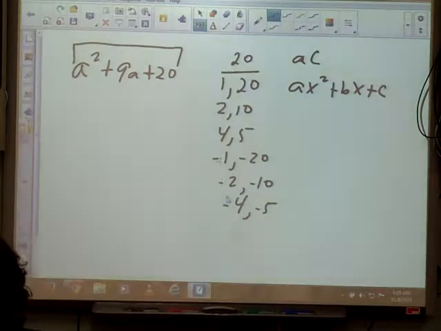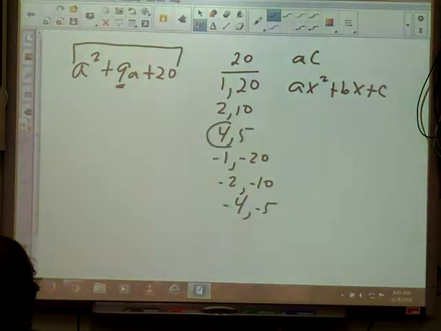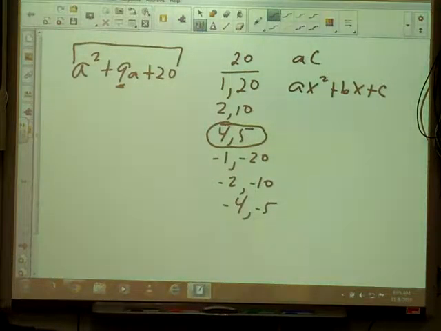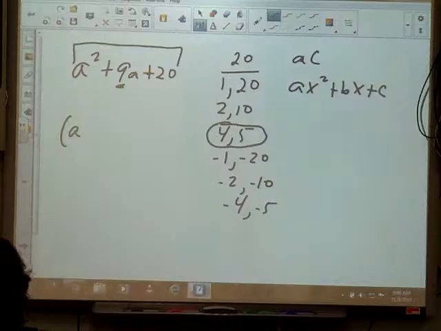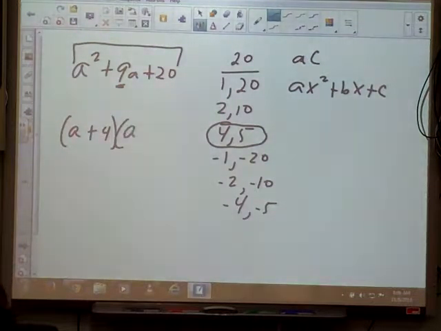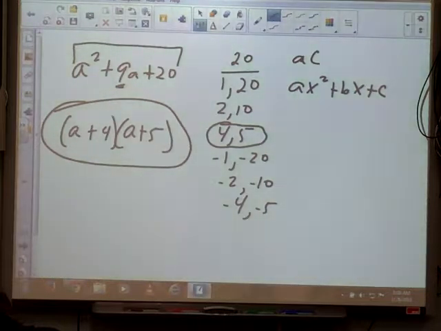Now out of all those factors of 20, I need the pair that adds to my b, which is 9. 4 times 5 is 20, 4 plus 5 is 9. Now this is easy to do when your a is 1, when there's no number in front of your squared variable, because all you got to do is take the square root. Square root of a squared, I've got an a, and then put my factors. And that's it. When the a is not 1, we'll see in a little bit, it gets a little more complicated, but it's easy to work with when that a is 1.